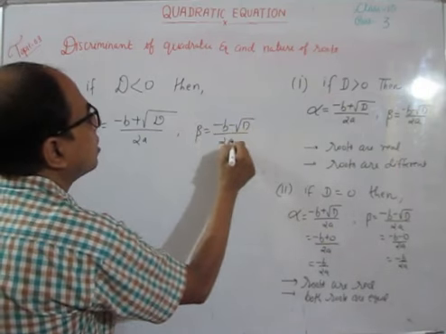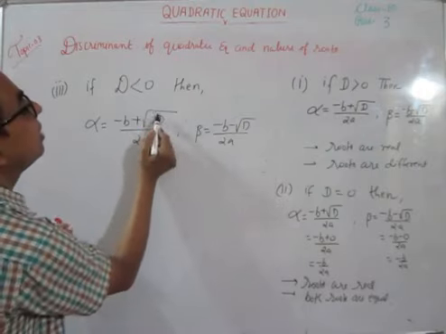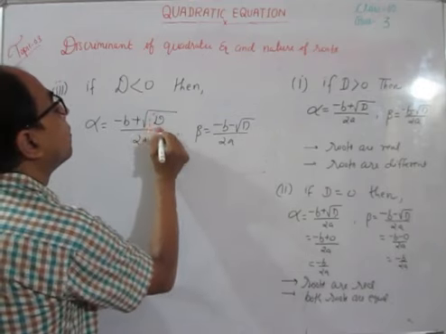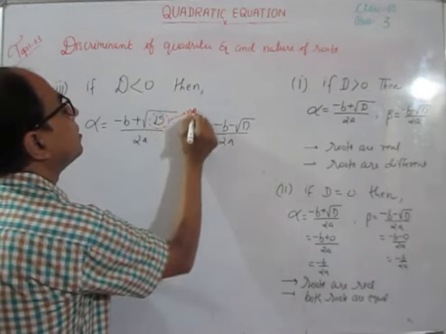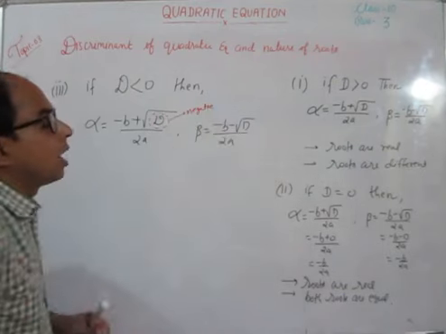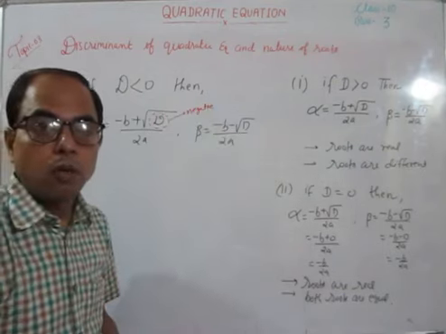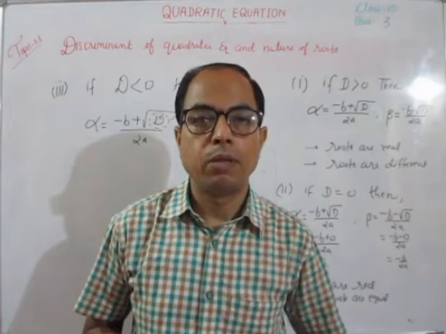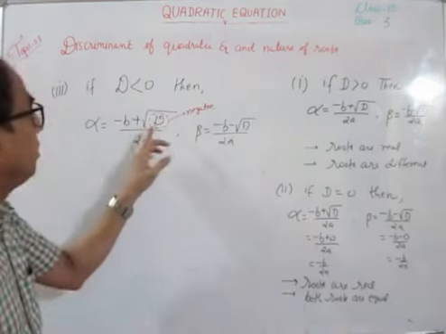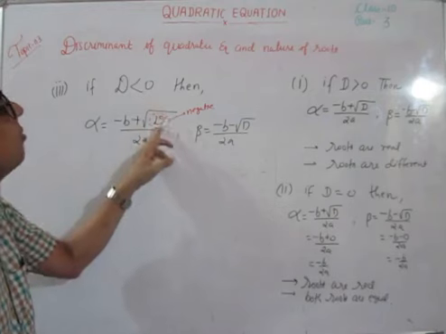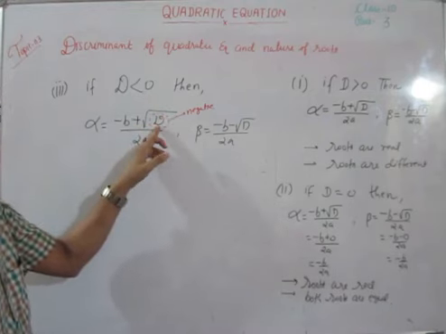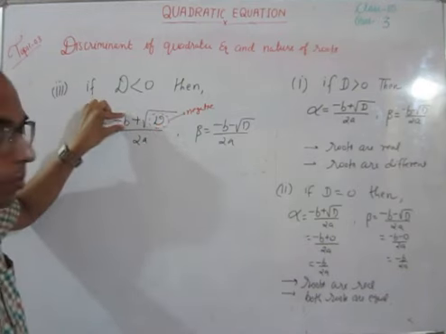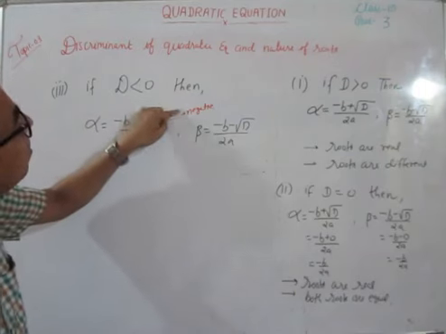Now if the discriminant is negative, this value is negative, and we have written the definition of imaginary number. Which type of number is called an imaginary number? Square root of a negative number is called an imaginary number. So if d is negative, it will be a square root of a negative number, and that is called an imaginary number. So this part will be real, a will be real, but this whole term will be imaginary.